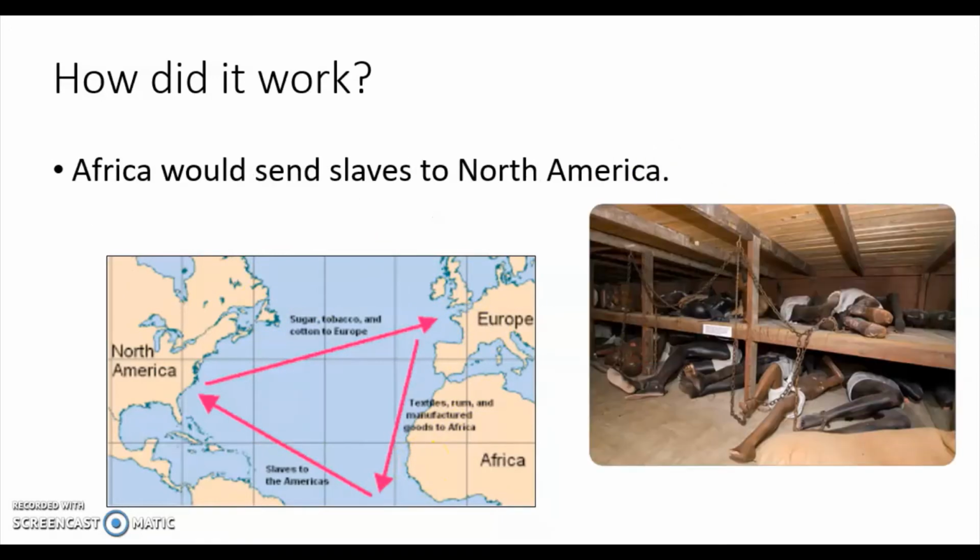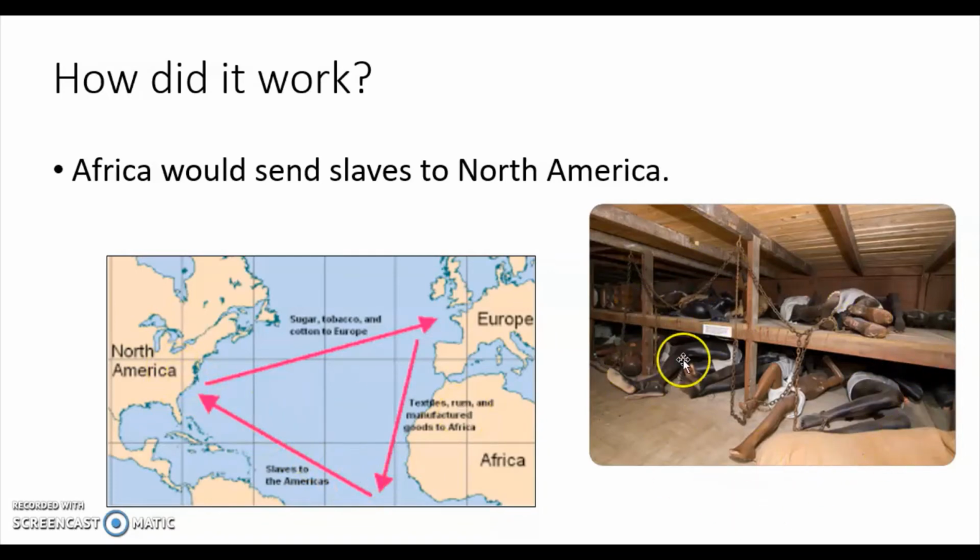Then what happened? So Africa would send slaves to North America. So people here would kidnap Africans, take them away from their homes, put them on ships, and send them to North America. That's the second part of the trade route.